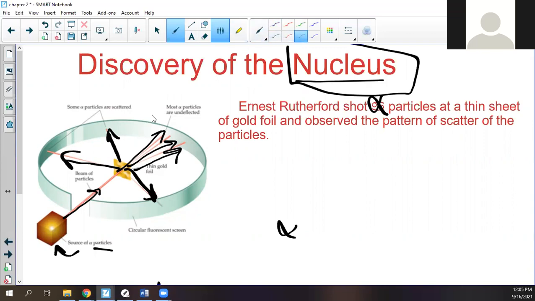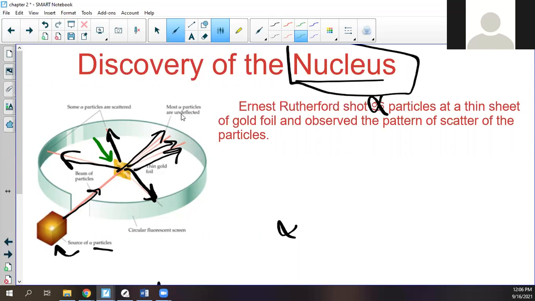Rutherford took a piece of gold foil, super thin, like super thin piece of gold, but he knew it was dense. So there was a lot of atoms, but really thin. And then he had his little lead block and a source of alpha particles, and he shot this piece of gold with these alpha particles. And I should say, he had this little ring around it that would phosphoresce, or it would give light off when an alpha particle hit it.